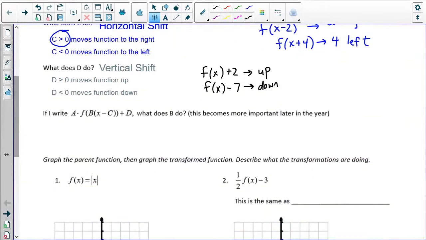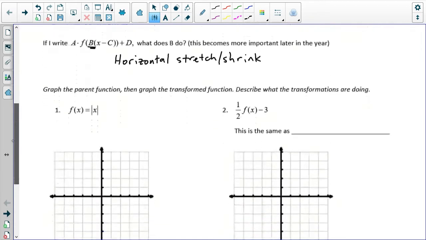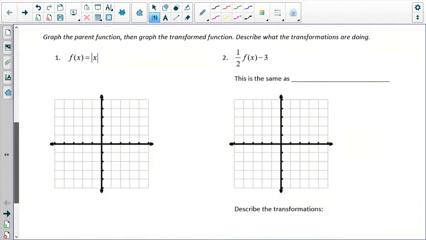Finally, this b value is a horizontal stretch or shrink, but we're not going to spend too much time on that right now. So just be aware that that's coming later in the year. First thing we're going to do in these examples is graph the parent function, and then we will graph the transform function and describe what happens.